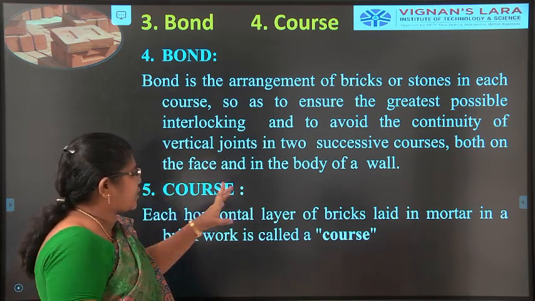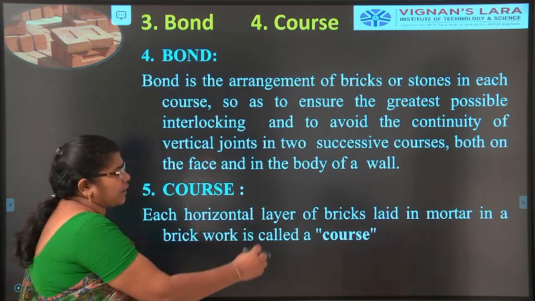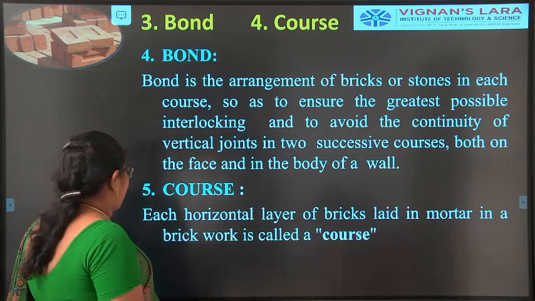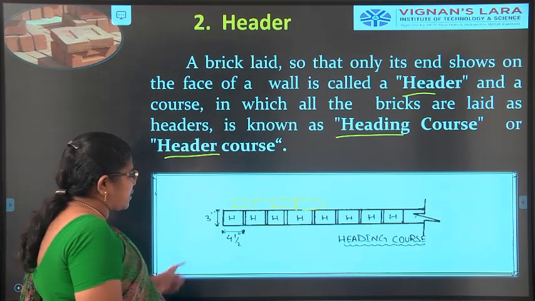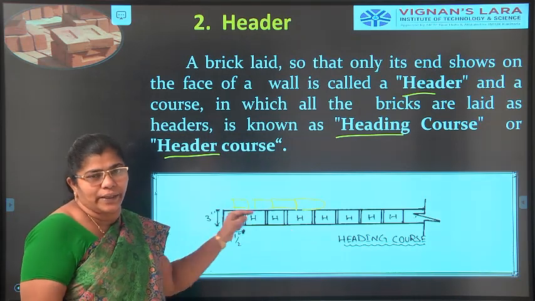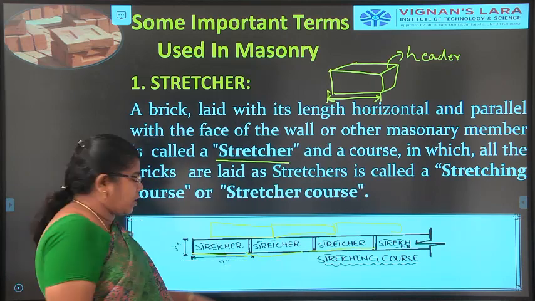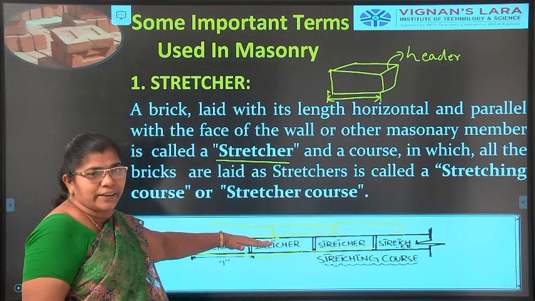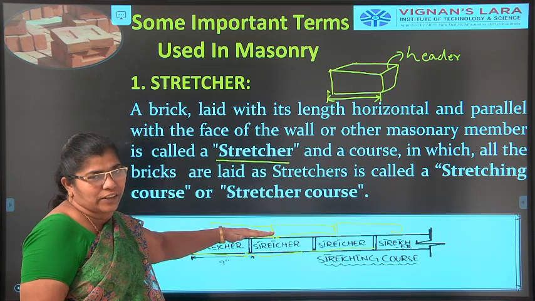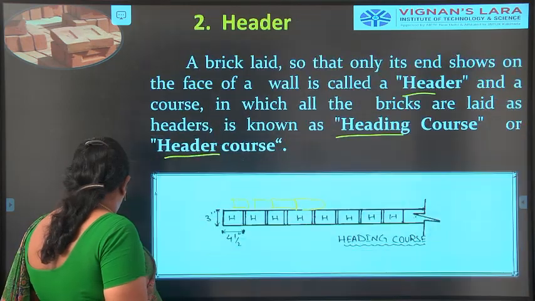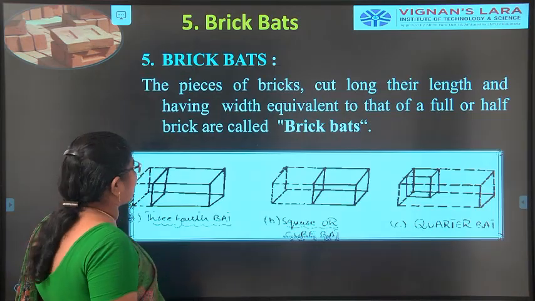So the next one, what is a course, we will see. A horizontal layer of bricks with mortar, we call it a course. This is one course, right? This is one header course. This we call one stretcher course. Similarly, I am going for another one. This is two stretcher courses. Like that, I can go for a regular stretcher course or alternate.